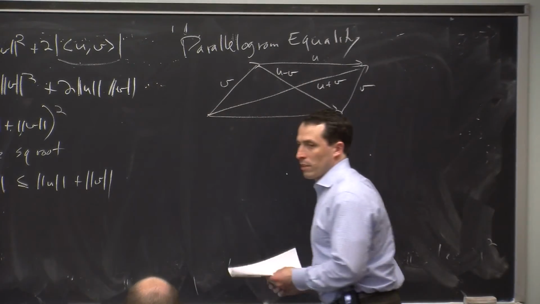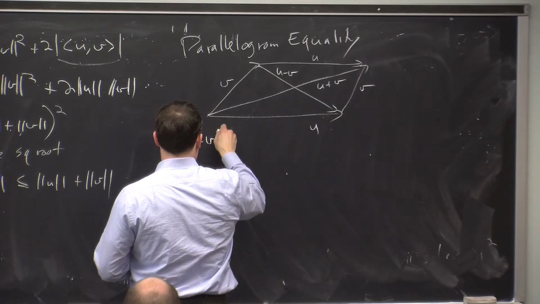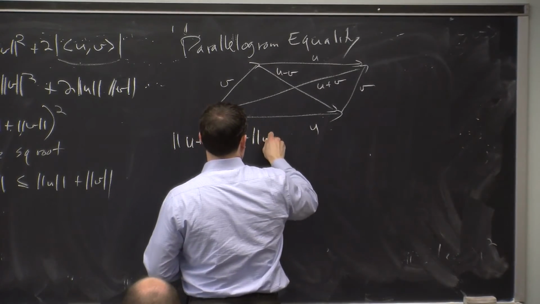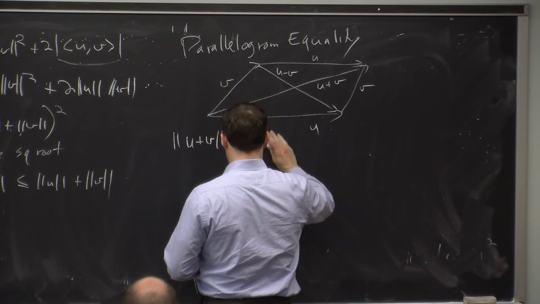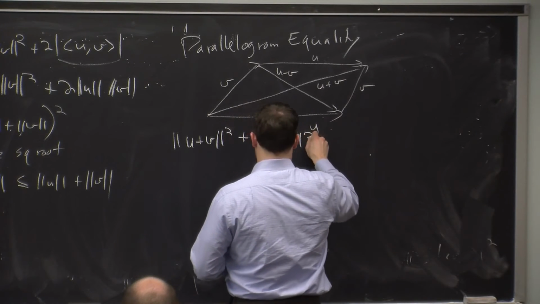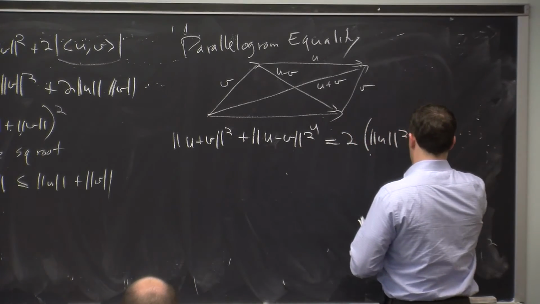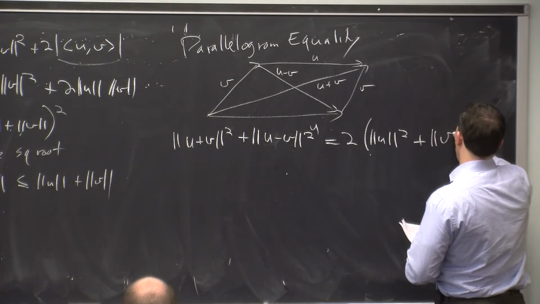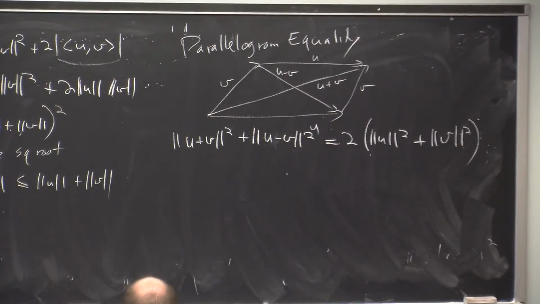And as the picture suggests, these quantities are all related. Well, their lengths are related. The length of u plus v squared plus the length of u minus v squared is equal to twice the length of u squared plus the norm of v squared. So that proof you can find in the book. I'll omit that one because it's not that enlightening. It's just a calculation very similar to these other calculations.